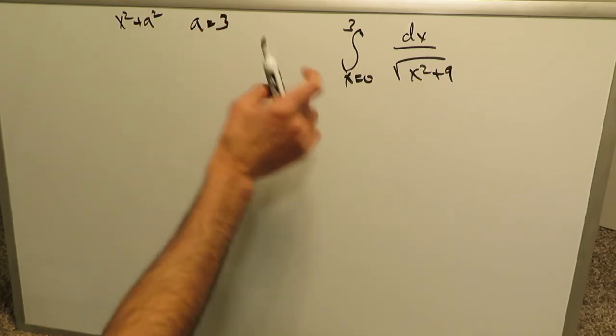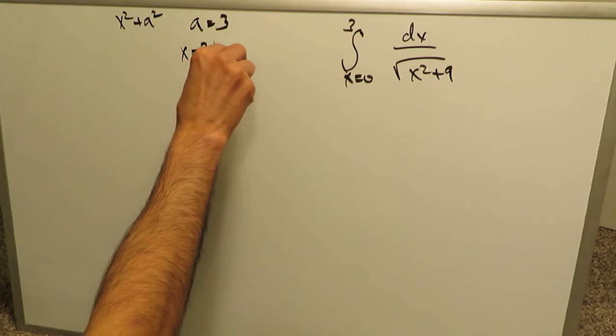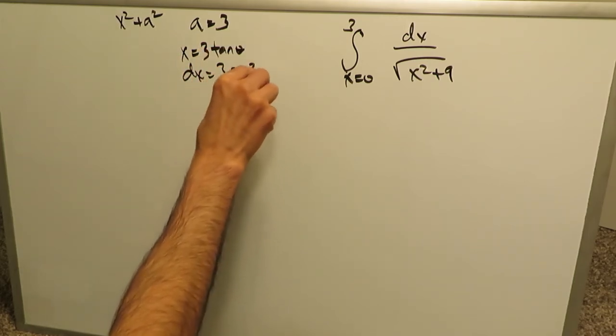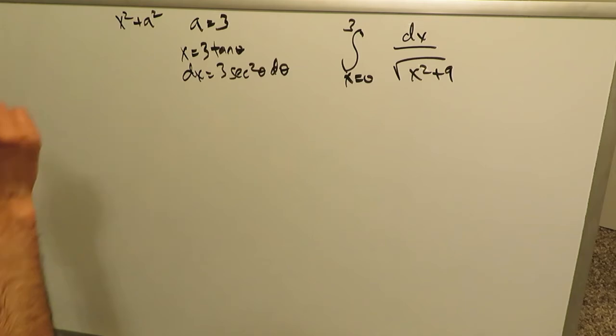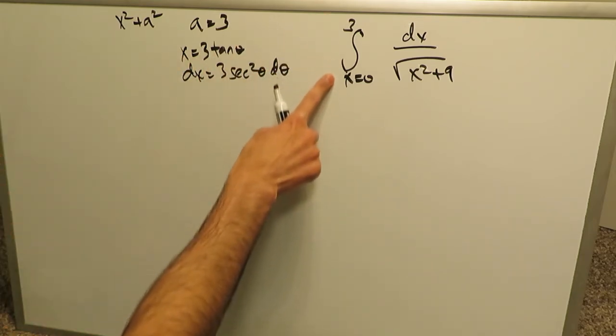A over here equals 3, the square root of 9. X over here is equal to 3 tan theta. Dx is equal to 3 secant squared theta d theta. All our substitutions are done for the initial part of this question. Now, these are the original intervals.